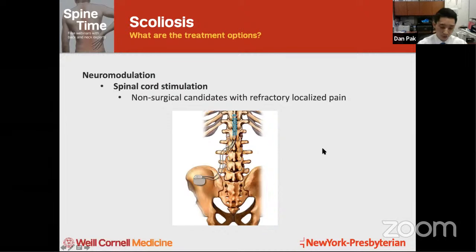Some of these are the options that we have available, but certainly not an exhaustive list. So if any of these are of interest to you, please come see us at the Spine Center. I'm going to now turn it over to Dr. Fu to talk about the surgical options.